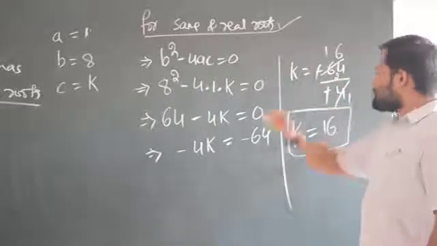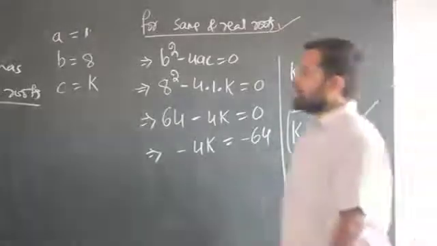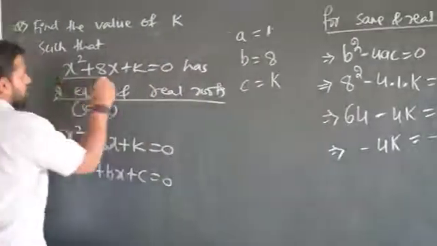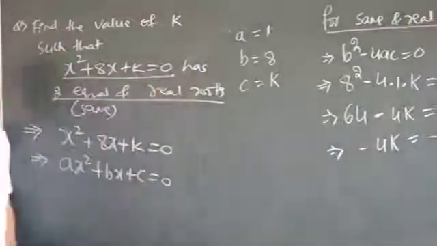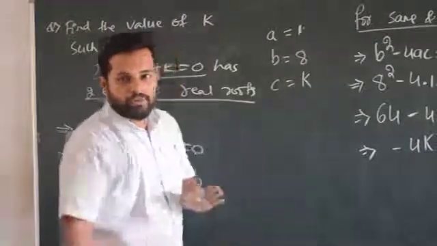Is it clear, my dear children? If the value of k is 16, then I am going to have two same and real roots for this equation, x square plus 8x plus k equal to 0. I hope things are becoming very clear to all of you.